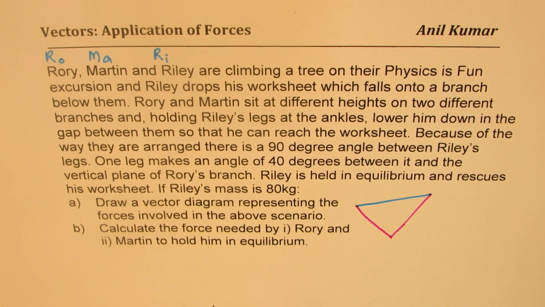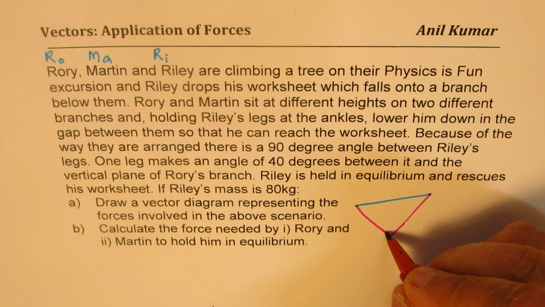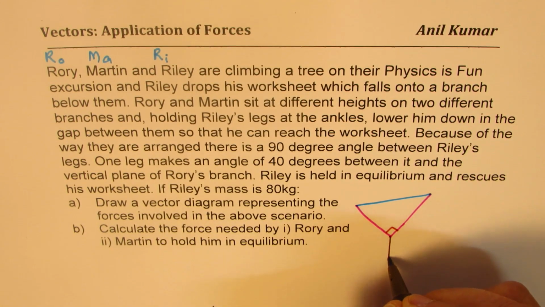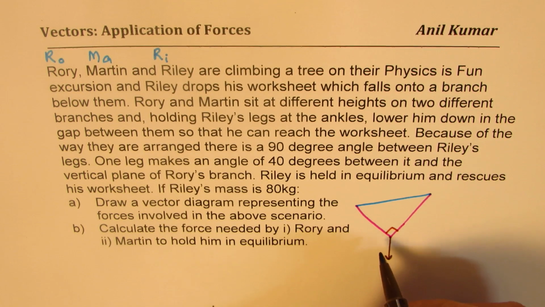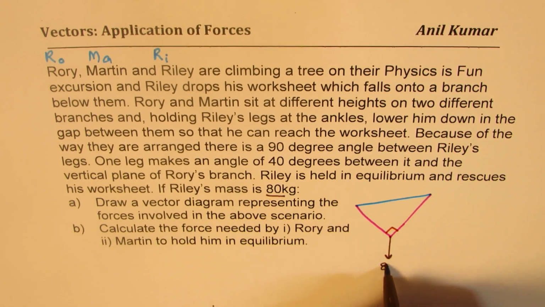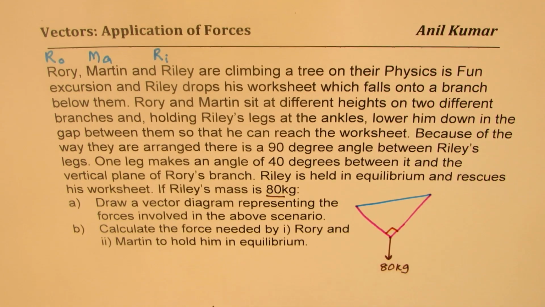Now, we are also given that this angle formed is 90 degrees, right? So the angle at the legs is 90 degrees. That is given to us. We are given that the mass is 80 kilograms, right? So the mass is 80 kilograms.